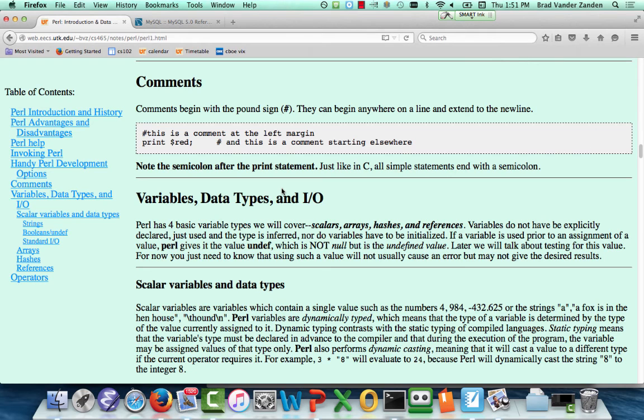There's 4 basic variable types. There are what are called scalars. They hold scalar data like numbers. Strings are considered scalars. Booleans are considered scalars. Chars are considered scalars. There's arrays, which are effectively lists. There's hash tables, which are also called dictionaries or associative arrays. And there's references, which are essentially pointers.